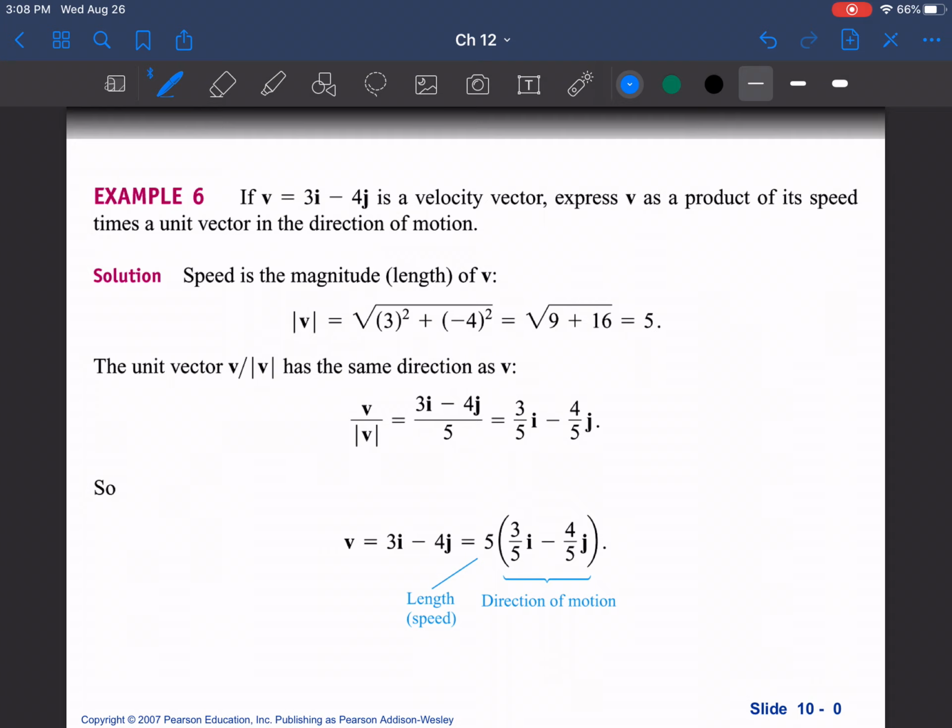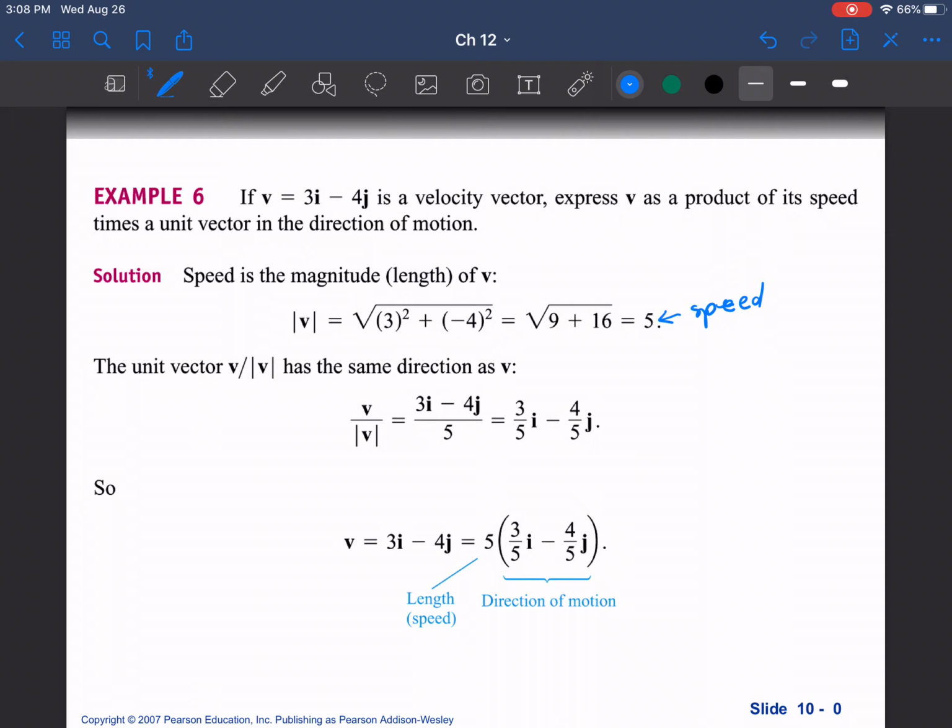First, you start off by finding the magnitude of the vector. This is a 5, and so that's what we want. The magnitude of it, this is the speed. So this right here, speed. Speed is essentially velocity without direction, so it's just the magnitude of it.